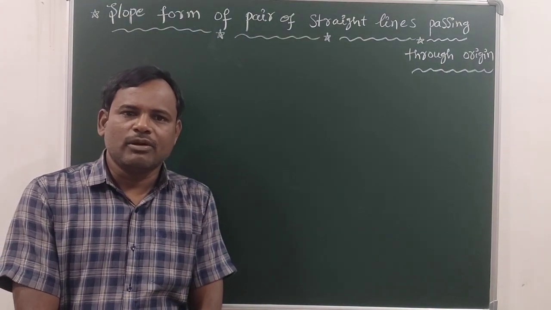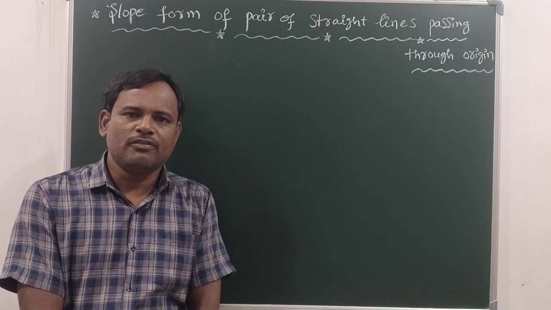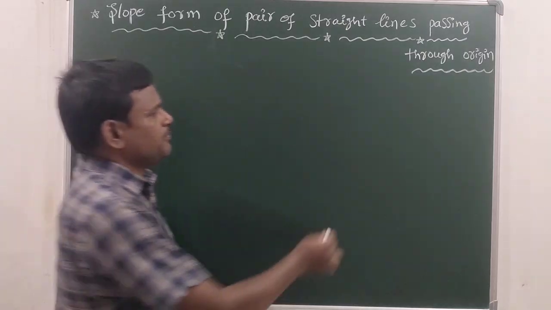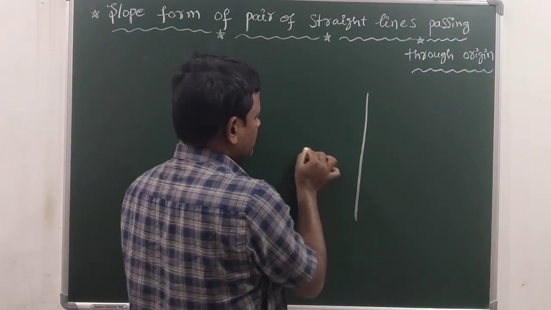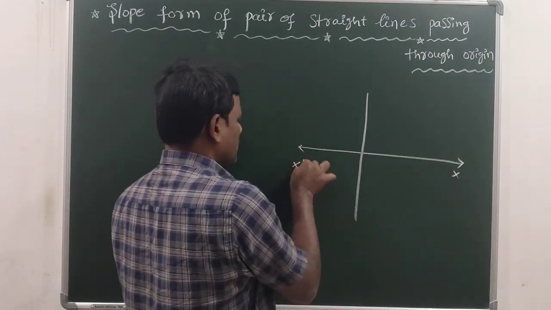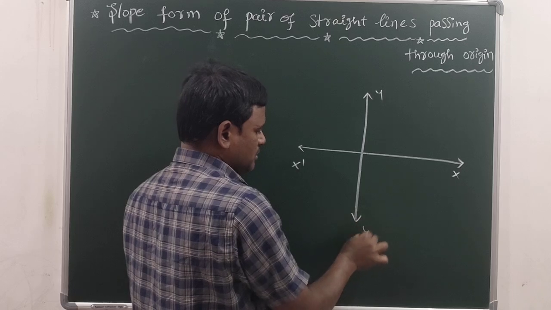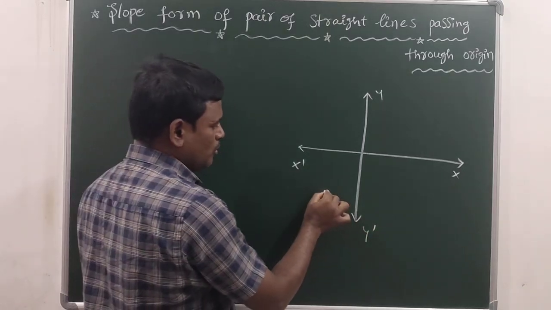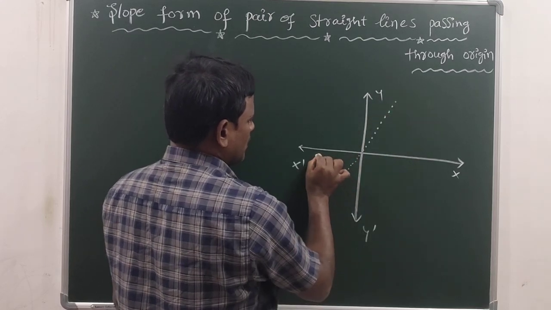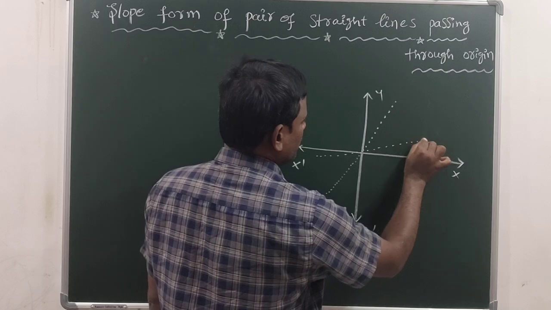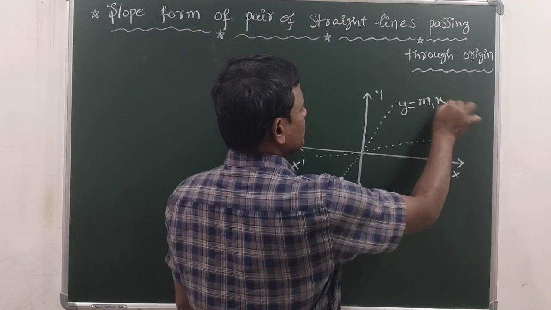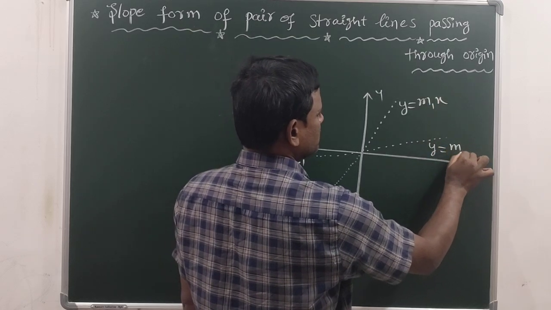In this class, now I am going to discuss with you slope form of pair of straight lines passing through origin. Consider this coordinate system, in which there are two lines which are passing through origin. Let us name their equations as y equal to m1x and y equal to m2x.